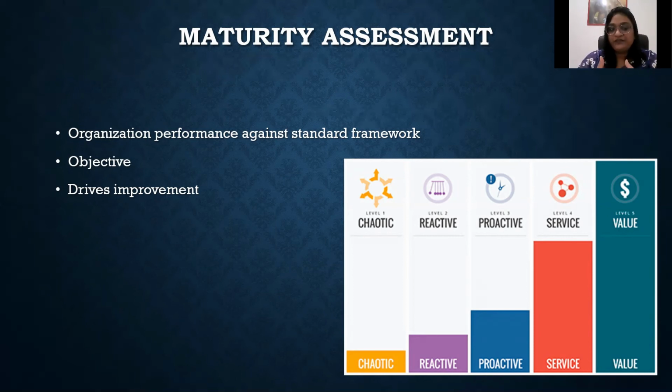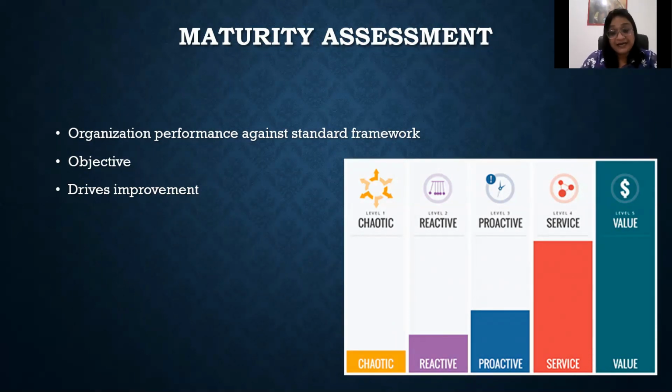This is a very objective method, and it drives improvement. So it has to come from the leadership. It's a top-down approach. It works. If the management or the leaders have decided to improve in a certain area, then the maturity assessment is done, and then initiatives are put in place, so that those drives are there to bring those improvements in the organization.